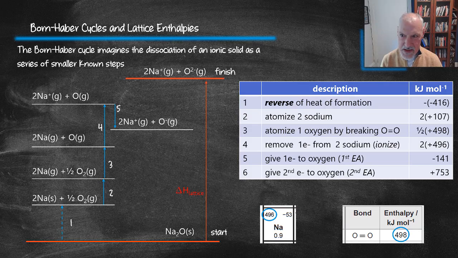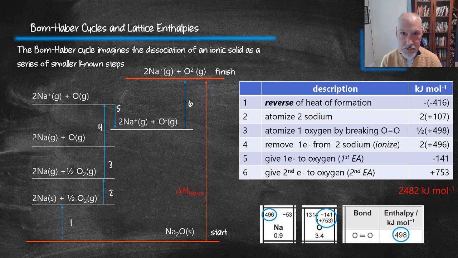The next step is giving oxygen an electron. That you'll find also in that section of the IB data booklet. But there's 2 values here, because oxygen tends to get a -2 charge. The first electron is an exothermic process, marked here by step 5, where we go down 141, and the next step we go up 753. So I've gone from my start to my finish. All I have to do now is add up these values, and I get 2,482 kilojoules per mole as the lattice enthalpy. Let's look at another example.